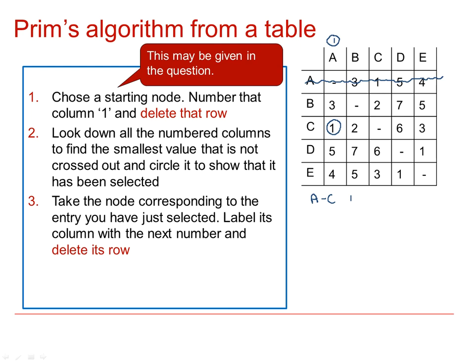We've joined to C, so we now number the column for C, number 2, and delete everything else from the row. Now the reason for deleting from the row is that means that we're not going to be able to join back to C from another node later on. In other words, that avoids the idea that we might accidentally produce a cycle.